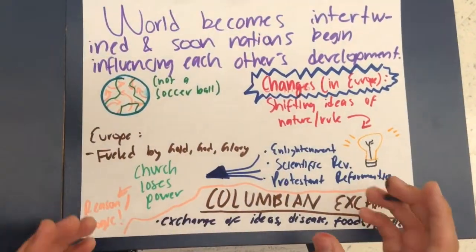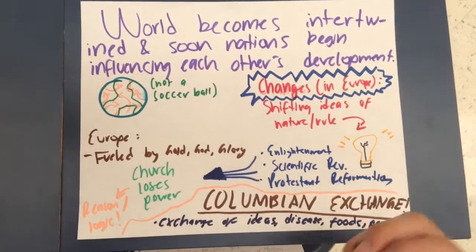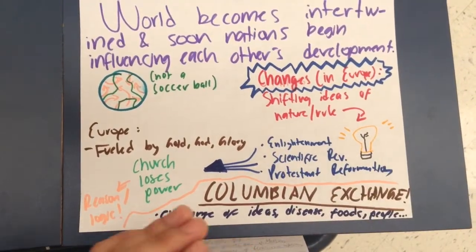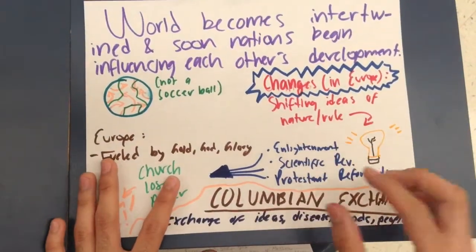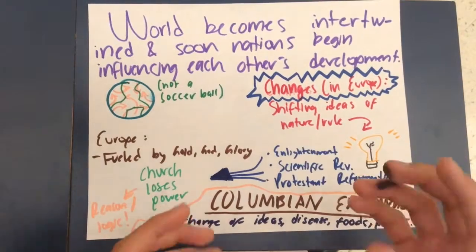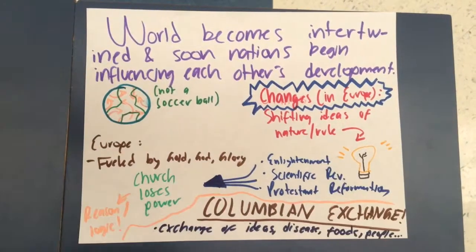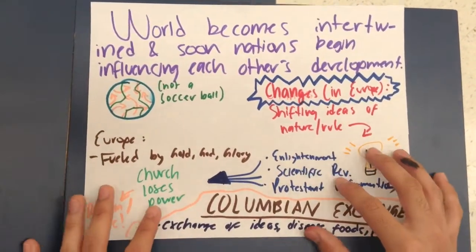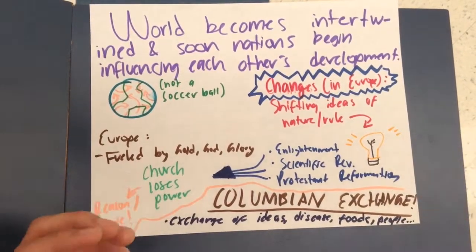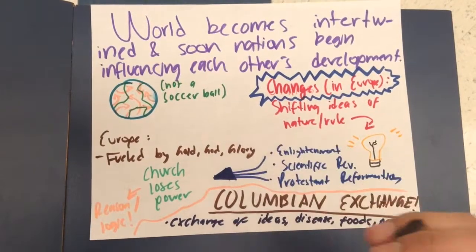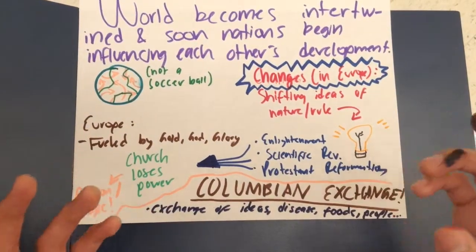So we have our changes in Europe, of course. We have a shifting of ideas concerning nature and rule. So this is like, okay, does God really want this ruler to be here? Does God really approve of this? And we have the Enlightenment, the scientific revolution, and before this came the Protestant Reformation. So as a result, we started having people rising up, thinking about things that they hadn't thought about before, and you have loss of power in the church. So the church doesn't have that much power over what the government does with the people, and so there's more reason, more logic, and people start writing their own 95 theses and stuff.